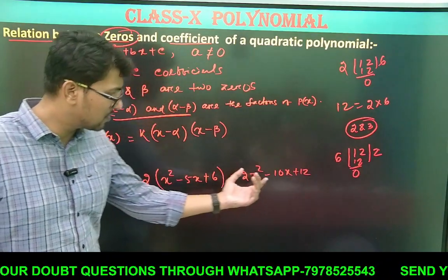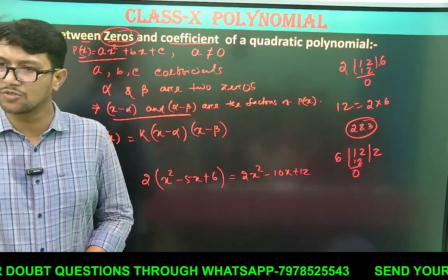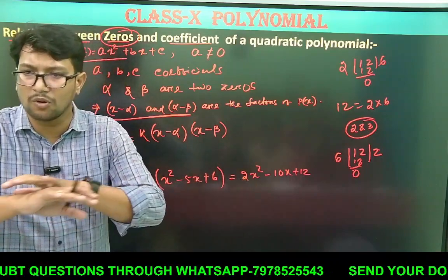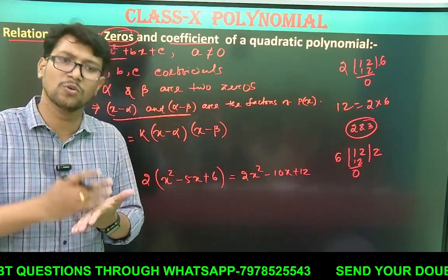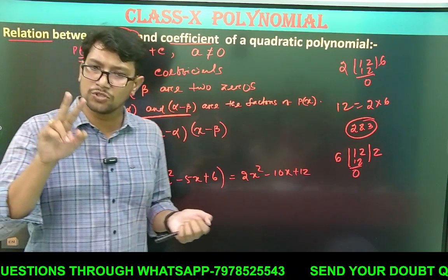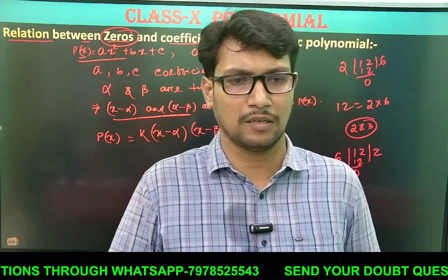Now you find the zeros, same as before: you'll get x minus 2, x minus 3. There will be no other factor. But if the two zeros are given, we can write infinite number of polynomials.